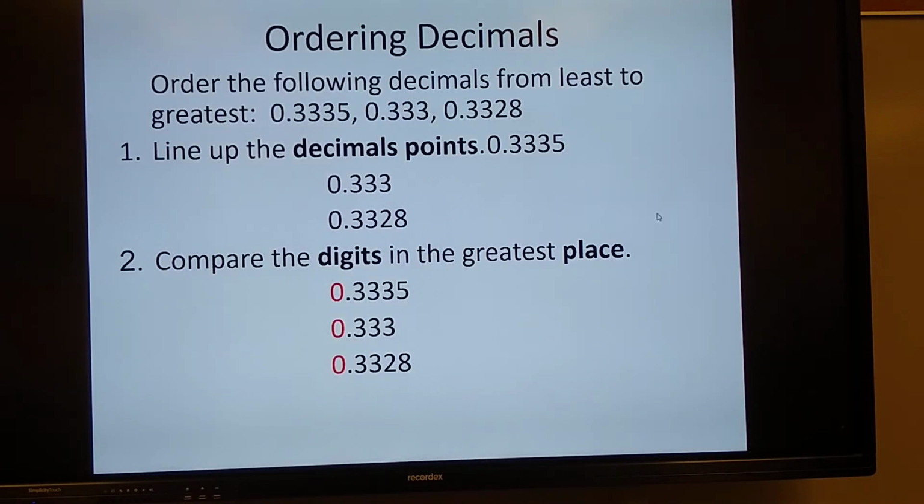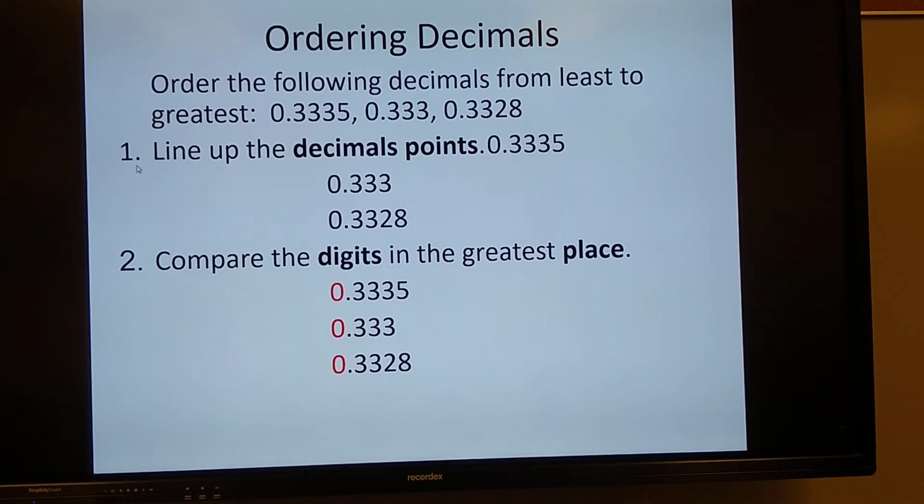Look at the instructions. Order the following decimals from least to greatest. That means the smallest number will be first, and then the greatest number will be last. And here's three numbers here. This is 3,335 ten-thousandths. This is 333 thousandths. This is 3,328 ten-thousandths.